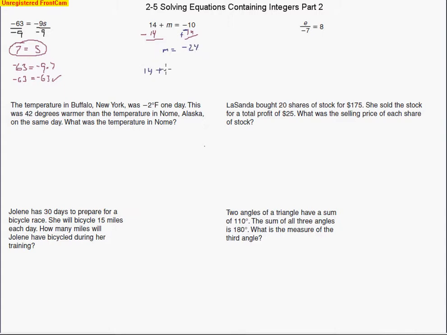14 plus negative 24. When they're opposite signs, I do subtract. It does make negative 10 because I have more negatives than positives. So yes, that is the correct answer. So that's the one I'll circle.